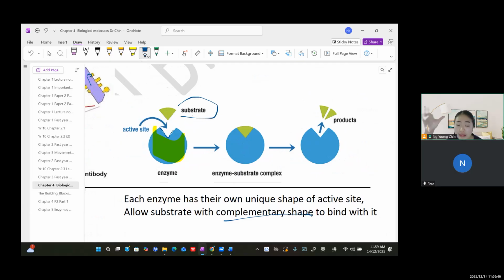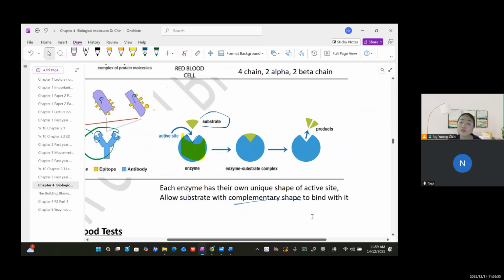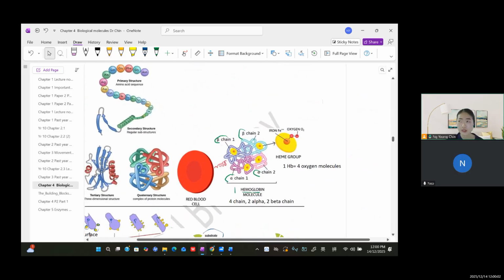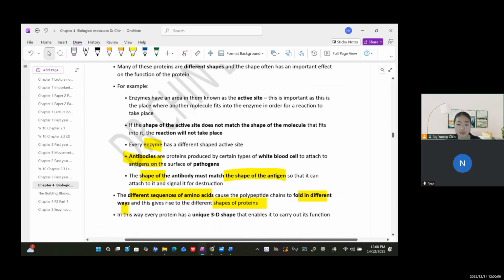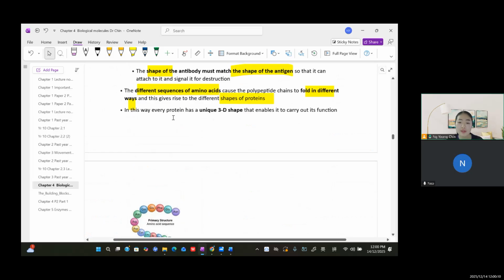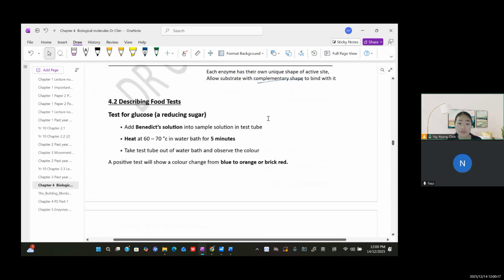If the substrate's shape is not complementary to the active site of the enzyme, the substrate is unable to bind to the enzyme. So they cannot form the enzyme-substrate complex, and then they will not produce a product. That's why the shape of the protein determines its function, so every protein has its own unique 3-dimensional shape, which enables it to carry out its function.